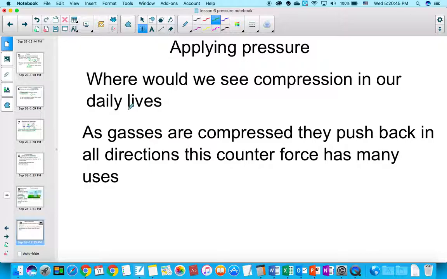So where would we see compression in our daily lives? As gases are compressed, they push back in all directions. This counterforce has many uses, right? So similar to liquids, when you start to compress a gas really tight, it will start to push back. Liquids will basically immediately push back, but gases will start to push back after a certain point. So they'll get compressed and then start to push back.